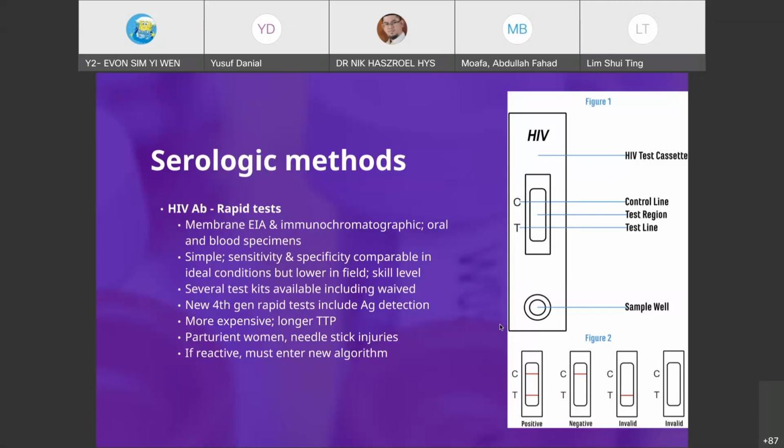And when you do the test, you have to actually start a new algorithm, whether it's negative or positive. You need to start a new algorithm. So it's recommended to be done on women who come in and go into labor, and you really don't have time to do any other tests, and they don't have any prenatal care, so you don't know whether they have HIV. So you can prevent the vertical transmission. Also you have needle stick injuries where you need a short turnaround time to start prophylactic therapy. So if you accidentally, in the clinical years, have a HIV patient and you accidentally have a needle stick injury, that's probably a test that's going to be done. So if reactive, you must enter a new algorithm, as we have mentioned.